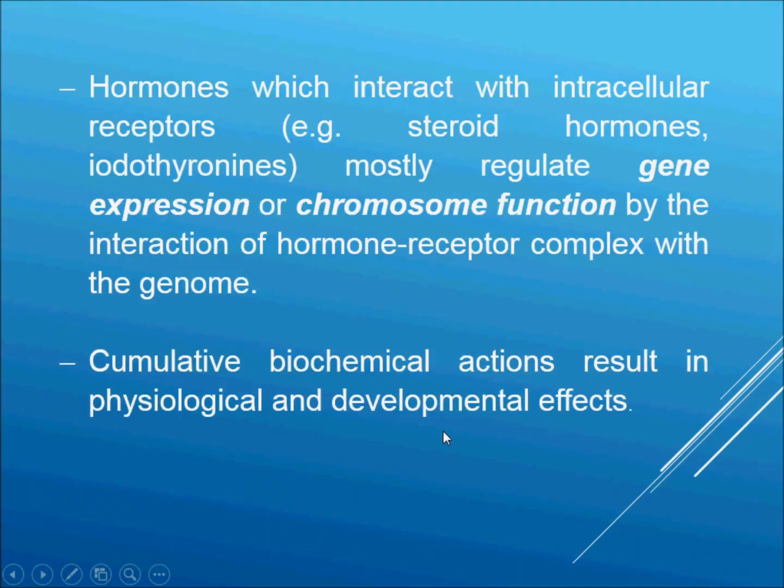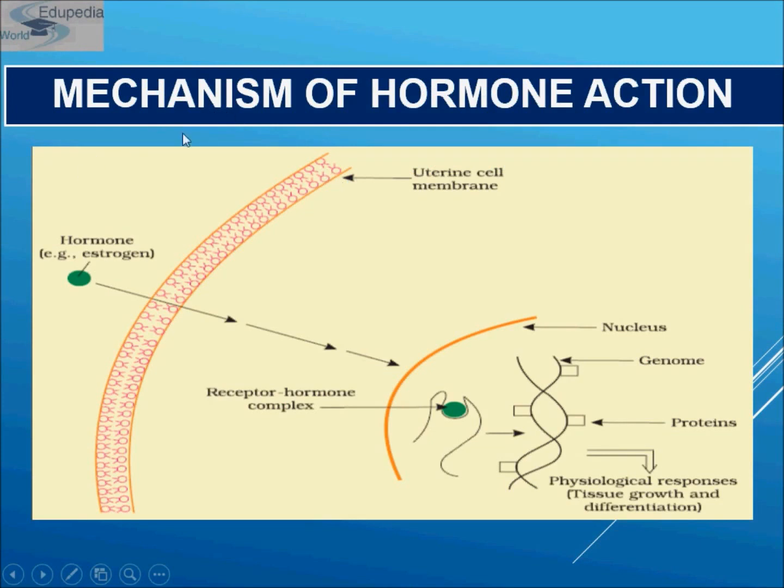Now hormones which interact with the intracellular receptors. This is the second mode of hormone action, which takes place through intracellular receptors. The hormones which interact with intracellular receptors, such as steroid hormones, mostly regulate gene expression or chromosome function by the interaction of the hormone receptor complex with the genome. And then the entire biochemical action results in physiological effects.